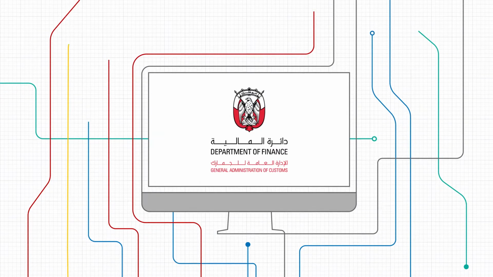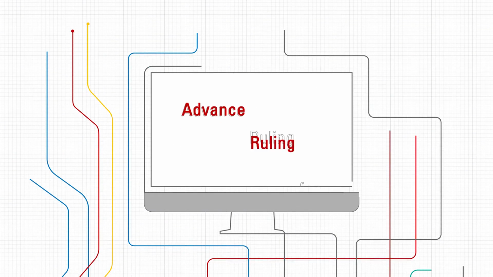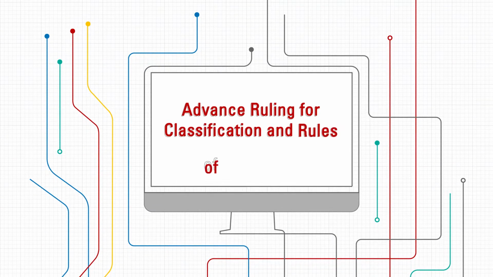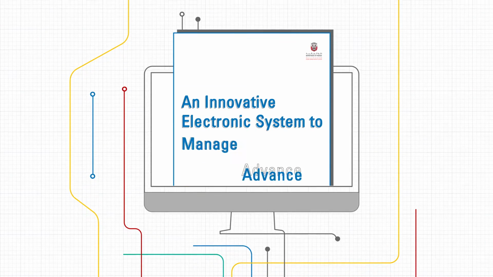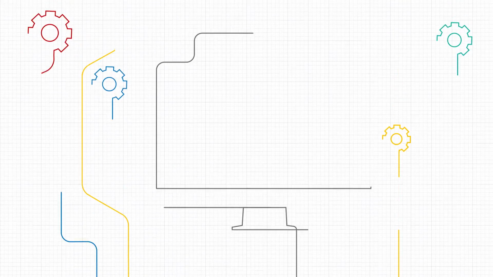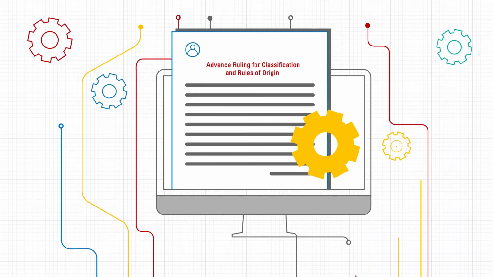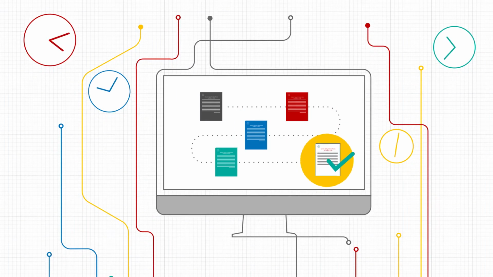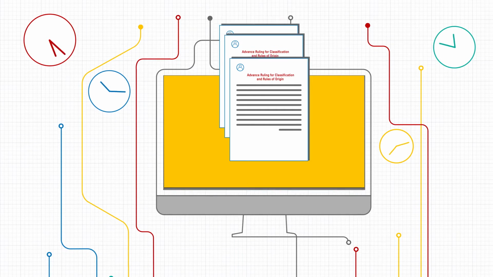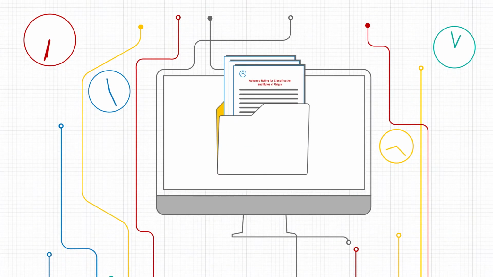Abu Dhabi Customs has launched the Advanced Ruling for Classification and Rules of Origin tool, which is an innovative electronic system to manage advanced ruling decisions. This system manages the requests submitted by the customers, provides the time period by which the advanced ruling will be issued, and saves and archives the decisions.